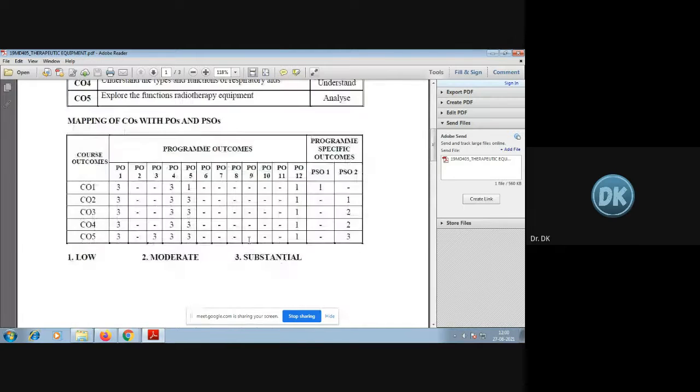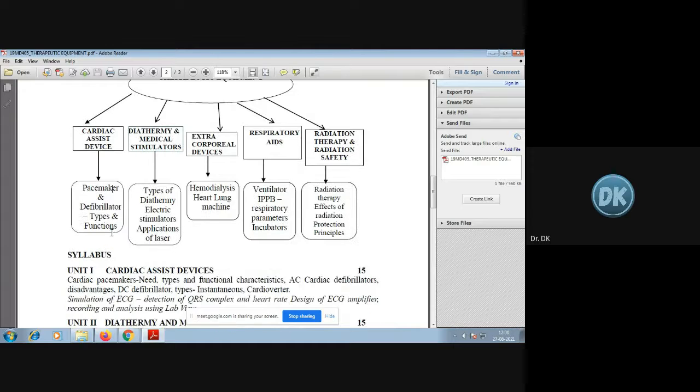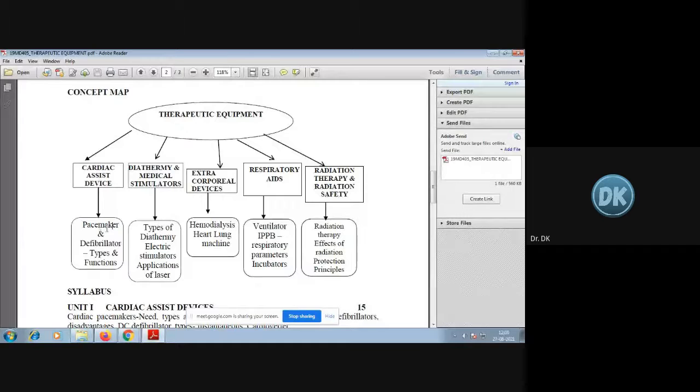Okay, so if you look at the concept map of your subject, here you can see five different groups. First group is cardiac assist devices. Cardiac refers to the heart, right? So here we are going to assess the functioning of the heart. For that we have two main devices: one is the pacemaker, another one is the defibrillator. So the first unit deals with pacemaker and defibrillator. These are very important cardiac devices which are still in use.